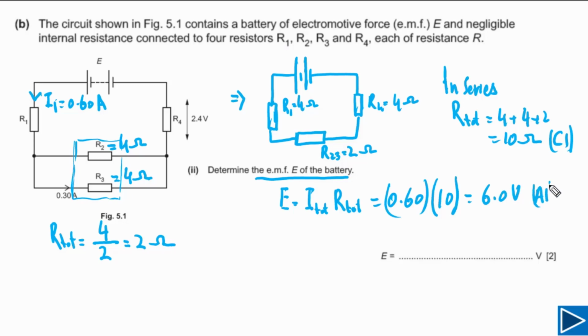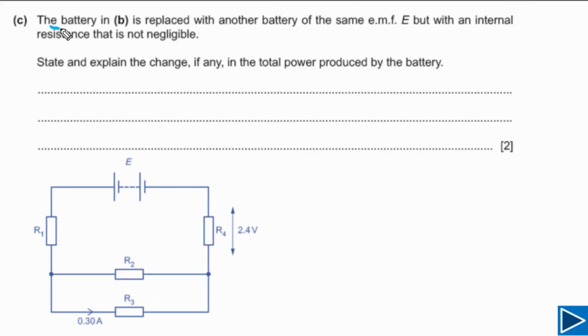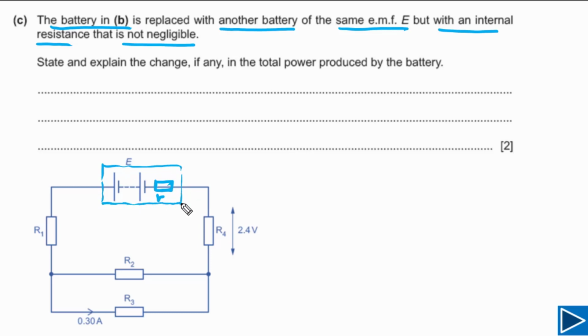For part C, it is given to us that the battery in B is replaced with another battery of the same EMF but with an internal resistance that is not negligible. It simply means that the battery has internal resistance now, and we cannot ignore this internal resistance. So simply we can say this is small r. And this is all inside the battery. So this is our battery now. And this battery has internal resistance.